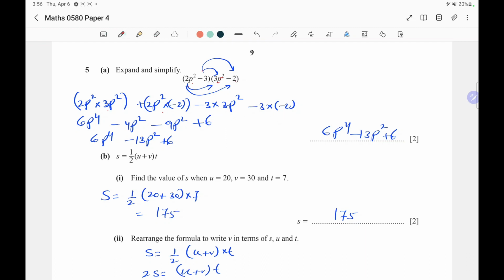Okay. Now, so 6p squared, now minus 2p squared, then minus 9p squared plus 6, because minus 3 times minus 2, so it is plus 6. 6p squared and minus 4 minus 9, minus 13p squared and then plus 6. Just you have to write here. That's it.